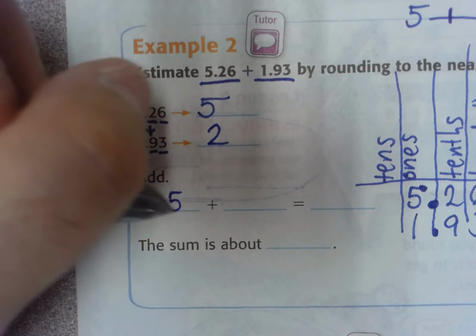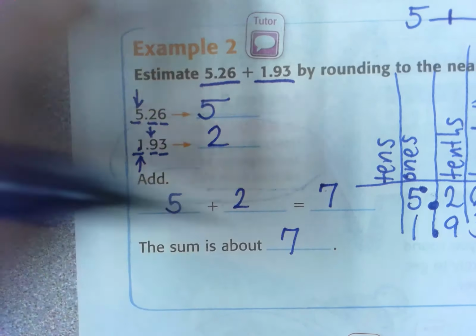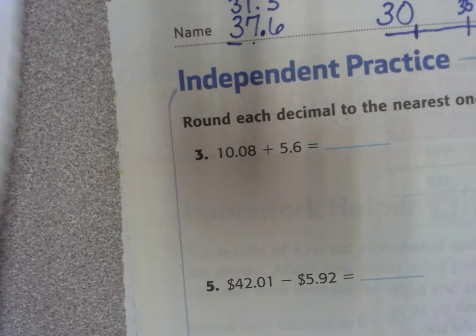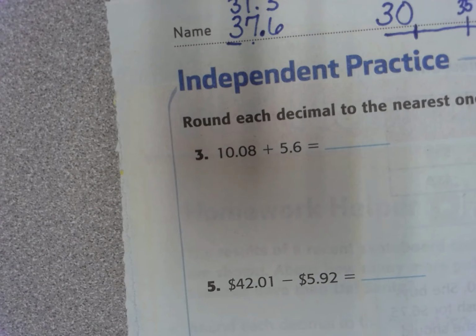So what's 5 plus 2? 7. So the sum is about 7. About, because we're estimating. Dive on over to the independent practice.